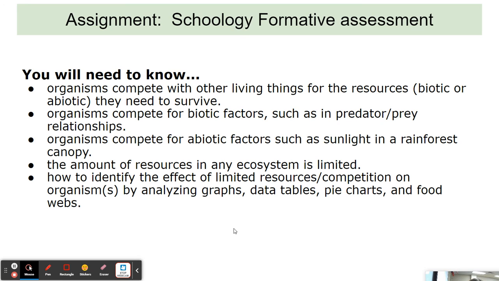So you guys have a formative assessment today in Schoology. These are the things you'll need to know. Organisms compete with other living things for resources, biotic and abiotic. They need to survive. Organisms compete for biotic factors such as predator-prey relationships. Organisms compete for abiotic factors such as sunlight in a rainforest canopy. You'll need to know the amount of resources in any ecosystem is limited. And you also need to know how to identify the effect of a limiting resource's competition on organisms by analyzing graphs, data tables, pie charts, and food webs.